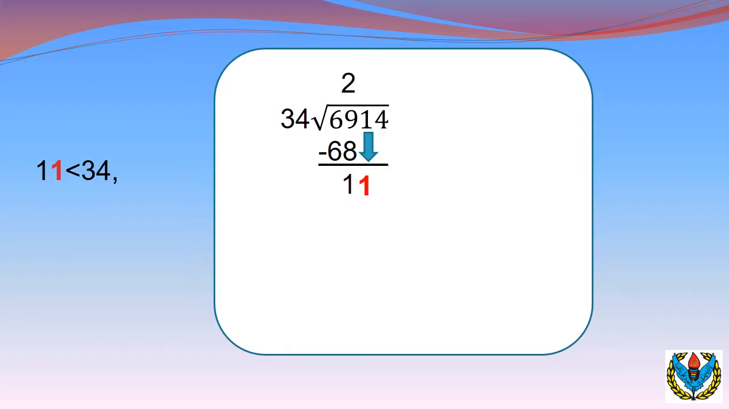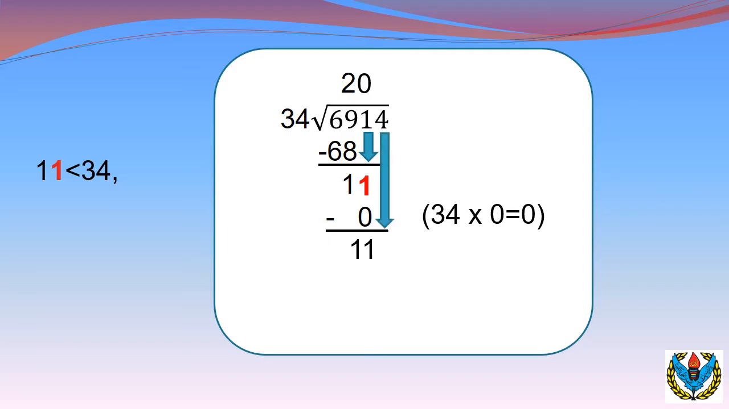Then we have to multiply 34 by 0. 34 zeros are 0, so we will place 0 above the division sign, and as 34 zeros are 0, so we will write 0 below. Now 11 minus 0 is 11. Next we have to bring down 4 from the ones place below and it becomes 114.